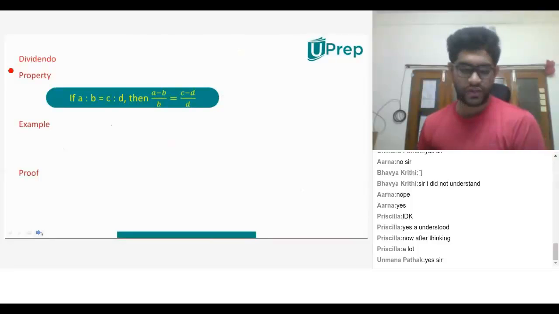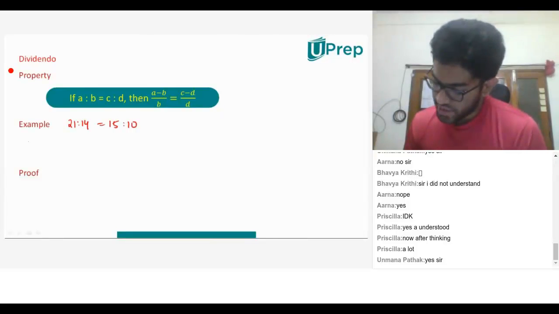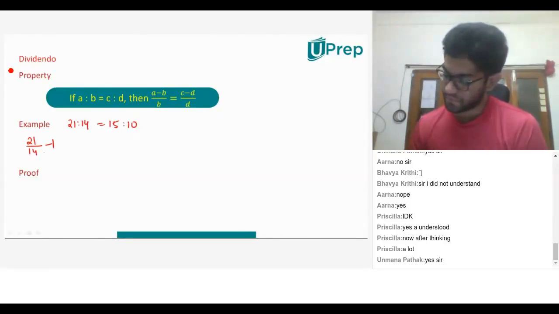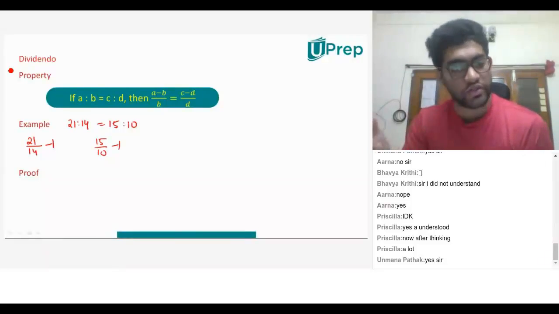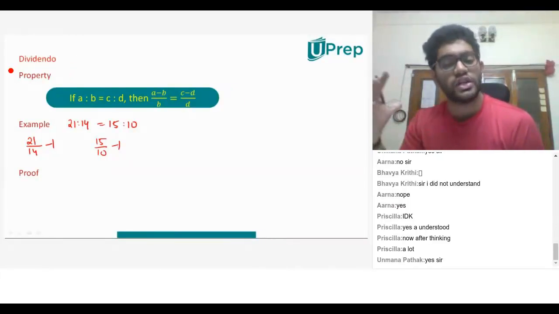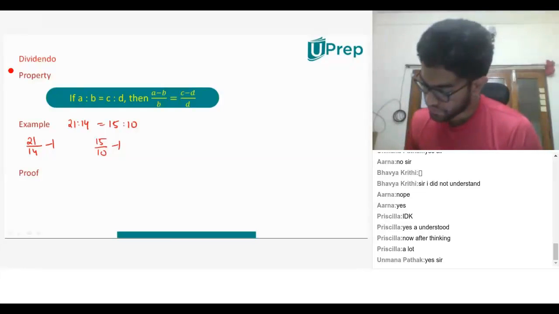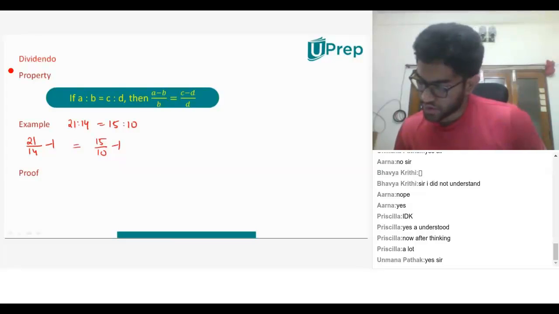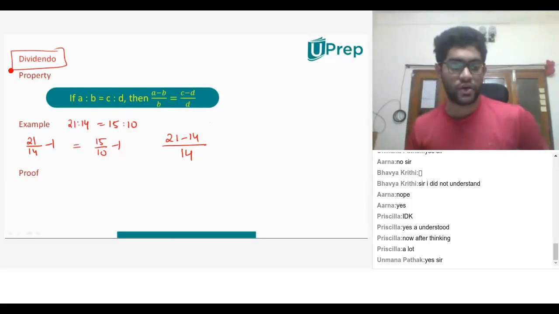Now, let's look at dividendo. Let me take the same example. 21 is to 14 is equal to 15 is to 10. 21 by 14 minus 1, 15 by 10 minus 1. After the class, if you guys want to take any other number, because the equations are still balanced, your answers will also not change. Same logic. What is the LCM? But minus, we have to subtract it now. Dividendo. We did componendo, we're doing dividendo.